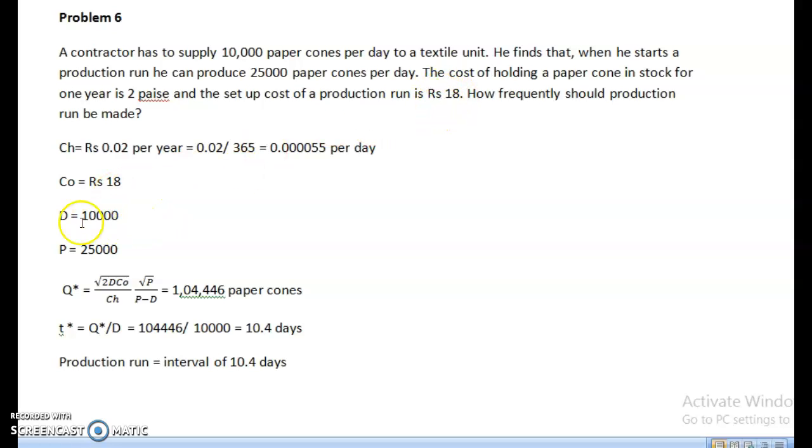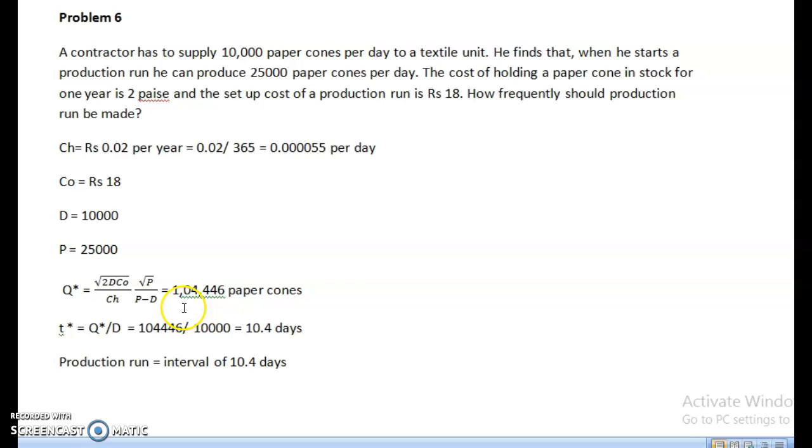Next, ordering cost or CO is equal to rupees 18. 18 is given in the question. Next, D means annual demand, but here it is given on a daily basis. D is equal to 10,000 and P, the production rate, is 25,000. We use the equation Q optimal is equal to square root of 2D CO divided by CH, into square root of P divided by P minus D.